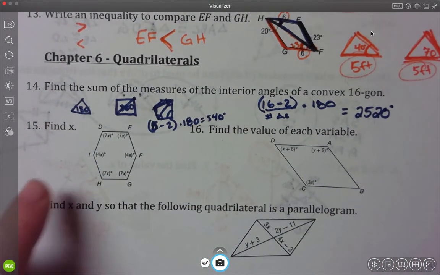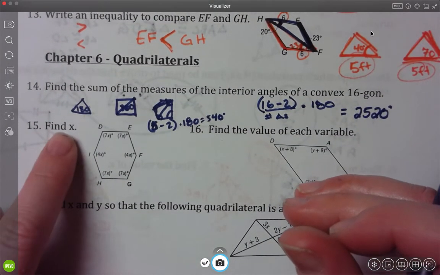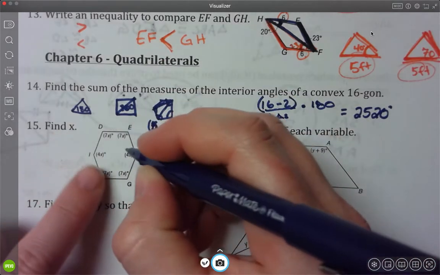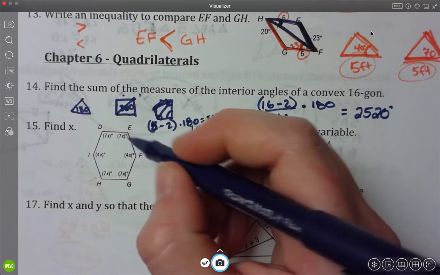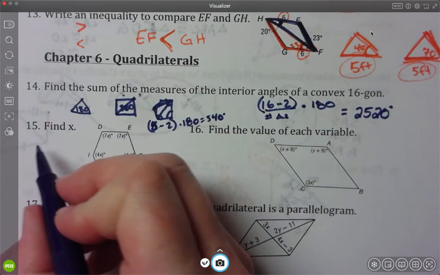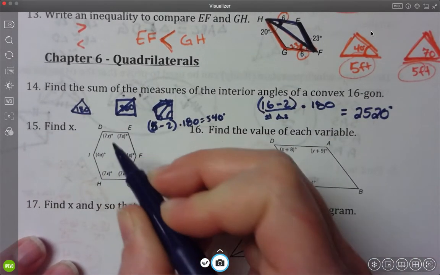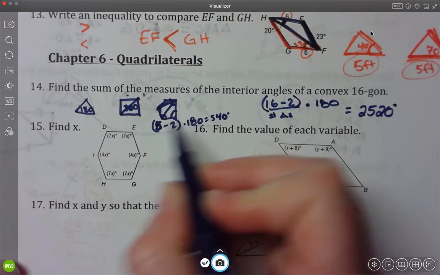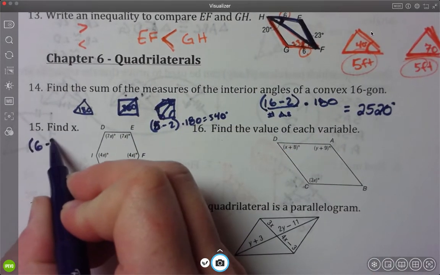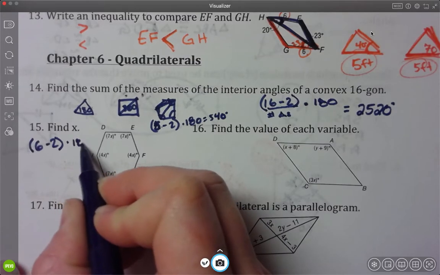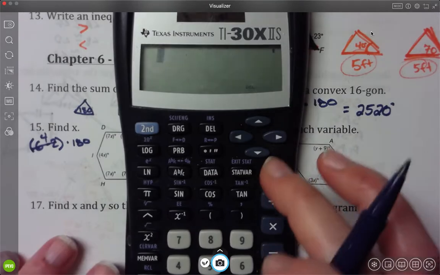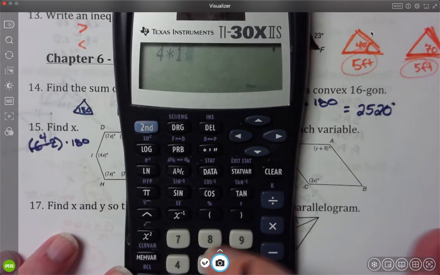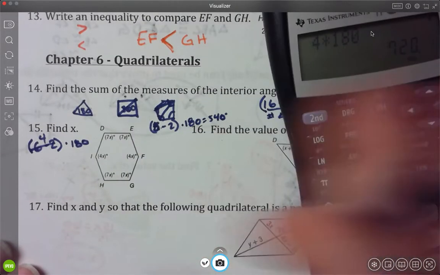All right, 15, find the measure of angle X. I think we've done this figure before because I've seen this guy. So this is a 1, 2, 3, 4, 5, 6-sided figure. So let's figure out what all of those should add up to be. Okay, so following the same rule, 6 minus 2 times 180 is 4 times 180. So all of those angles should add up to be 720 degrees.